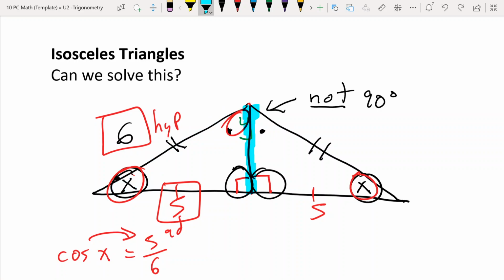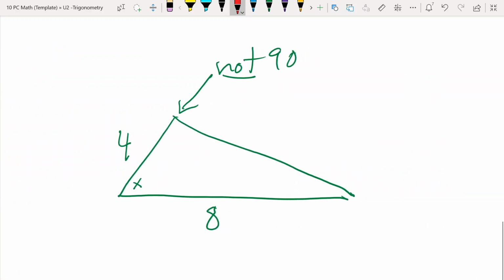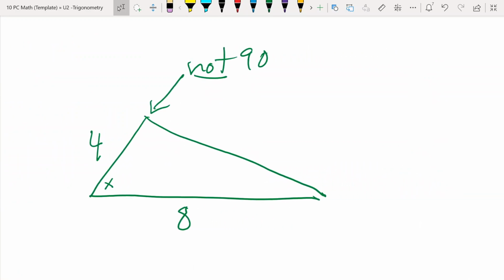The key thing is that when you have an isosceles triangle, you can cut it in half. You can bisect the triangle, make two triangles that are the exact same, including angles and side lengths, but only with isosceles, where you have two side lengths the same. Be careful when you have questions like this. This is not an isosceles triangle. It's just a scalene, all three sides different.